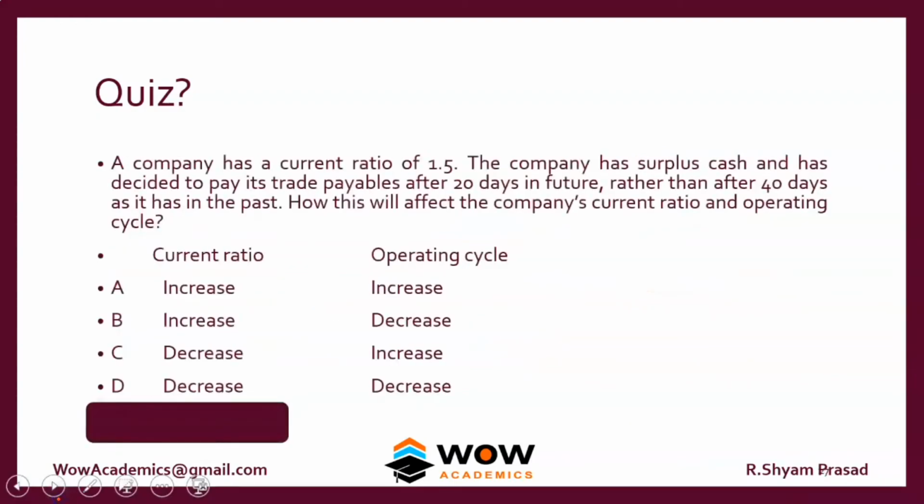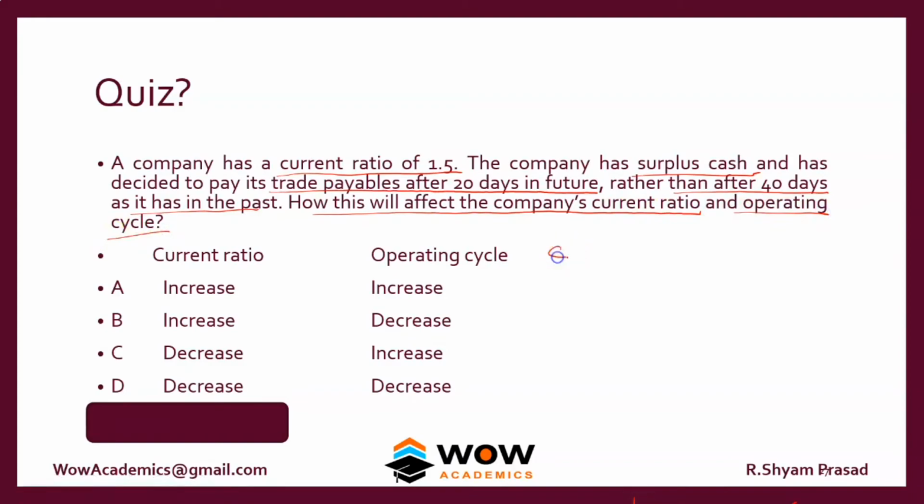So we have another quiz. The company has a current ratio of 1.5. The company has a cash surplus and has decided to pay its trade payables after 20 days in future rather than 40 days as it has in the past. How will this affect the company's current ratio and working capital cycle? So we'll work it out like this.